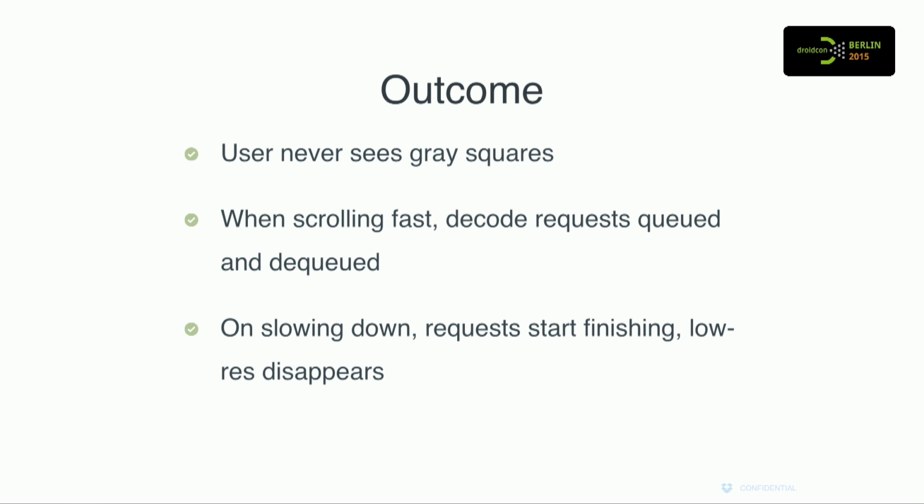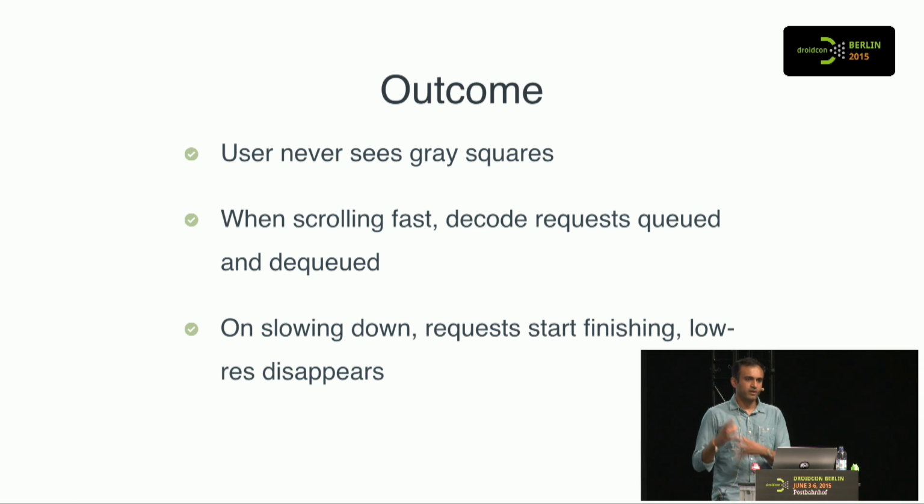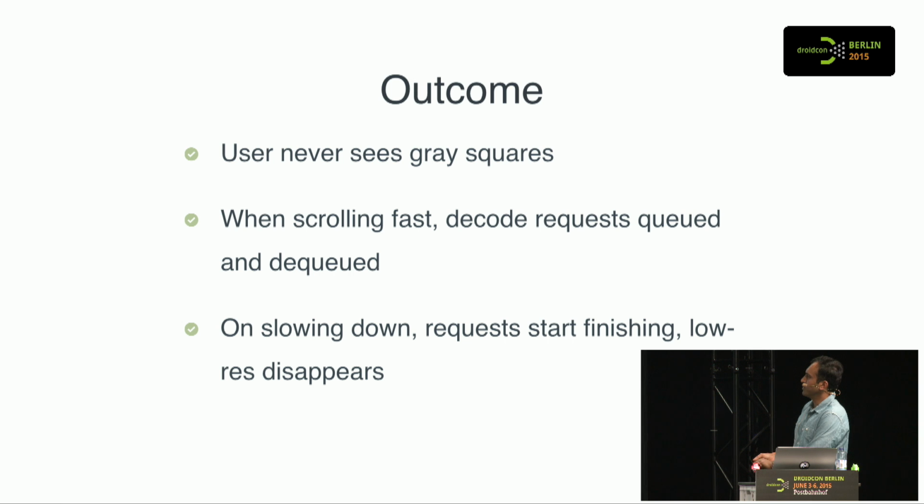When you're scrolling fast, the decode requests are queued and then dequeued off of the background thread, and we don't do any wasted work loading the big thumbnails. And when the user starts slowing down, the background queued bitmap decodes start finishing, and then we swap them in once they're completed to replace the 75-pixel thumbnails.